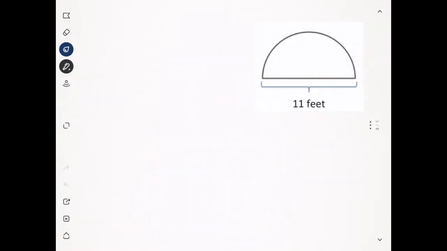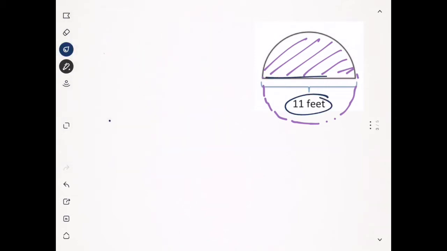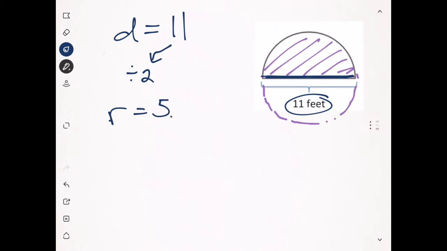Next example. Once again, we have a semicircle. I'm going to pretend that it is a full circle. But we're not finding the area of the full circle, we just want the area of this portion that I just shaded in. So our first question is, what is the radius? But this time they don't give us the radius. This 11 is going all the way across, so that's our diameter. So our diameter equals 11. To find our radius, we need to take this, divide it by 2. So our radius is 11 divided by 2, or 5.5.